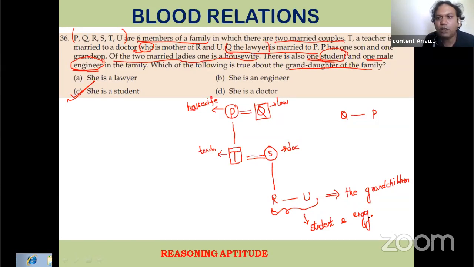So they're asking you what is true about the granddaughter of the family. Now the male is the engineer because it says one male engineer. The engineer is a male, so the female has to be the student. That is how we know that she is the student. Try working it out once again yourself. I'm sure you will get the answer. Try and look at this statement once.